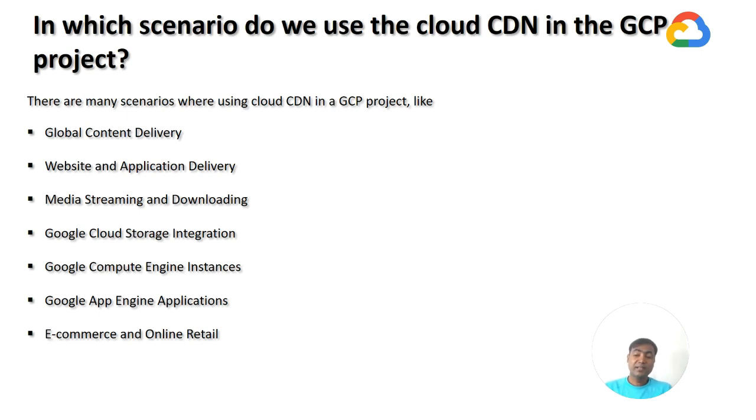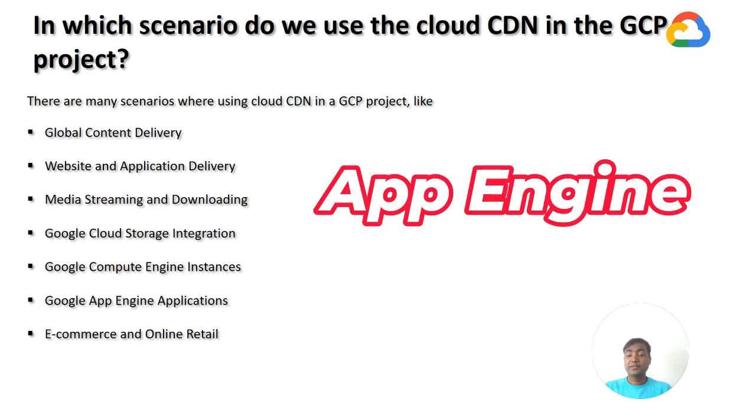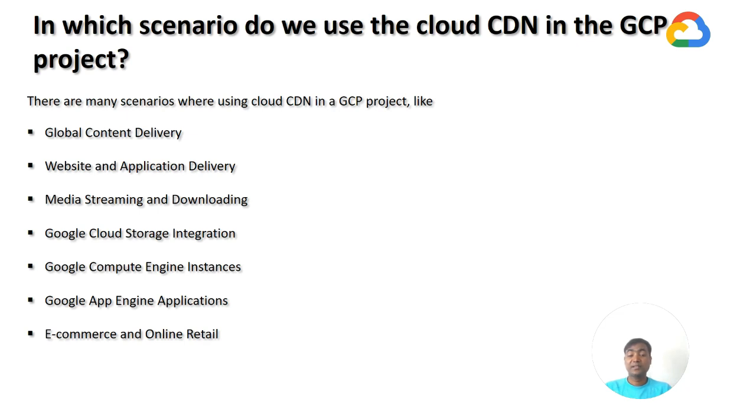Similarly, guys, in Google App Engine applications, Cloud CDN can be used to accelerate content delivery for applications hosted on Google App Engine. This includes caching the static assets and dynamic content to improve the performance of web applications. And e-commerce and online retail applications, guys: e-commerce websites can benefit from Cloud CDN by accelerating the delivery of product images, descriptions and other static content. Faster page load times can contribute to improved user satisfaction and increased conversion rates.